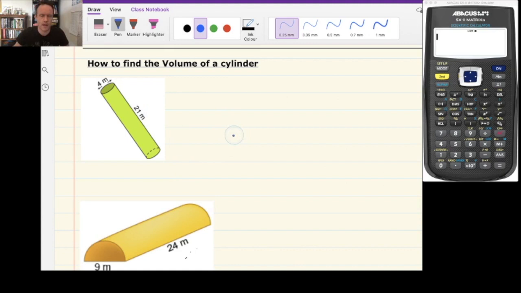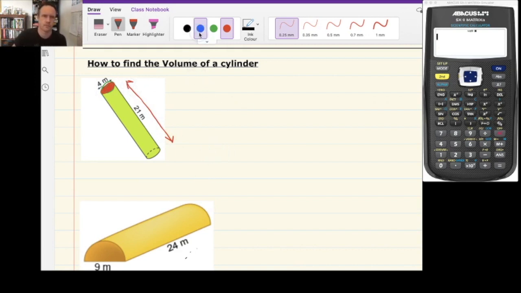The key part of finding the volume of any cylinder is that first off, we want to know what the area of that face is. So the cross-sectional face, if you've done other shapes and volume before. So we want to find that there. Once we've found that, the next bit is pretty easy. We multiply that by the length or height of the cylinder.